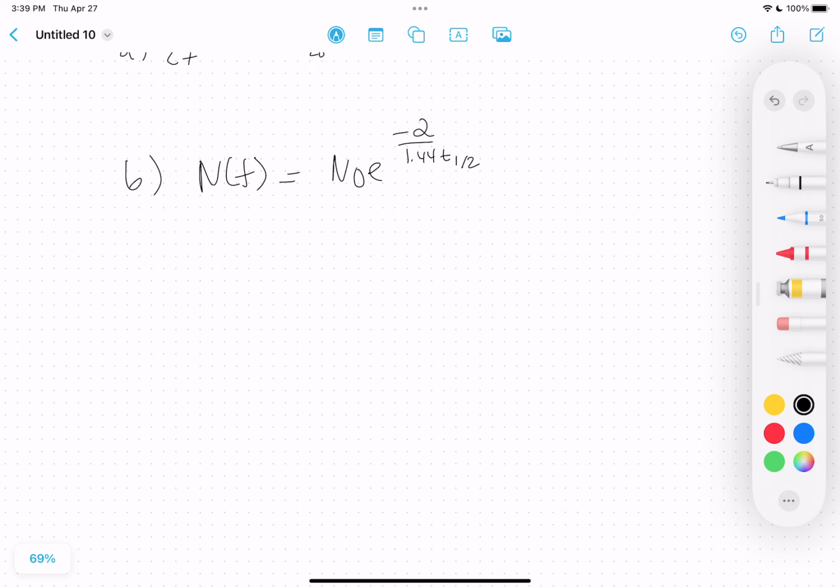Yeah, you didn't even have to actually do the natural log stuff. You could have just done e to the negative of that. You didn't have to do the natural log, because this is what we're looking for, just the NT over NO part. So NT over NO is equal to e to the negative 2 divided by 1.44 times 5.272. And that gives us what? 0.768, or like 77% if we multiply by 100.